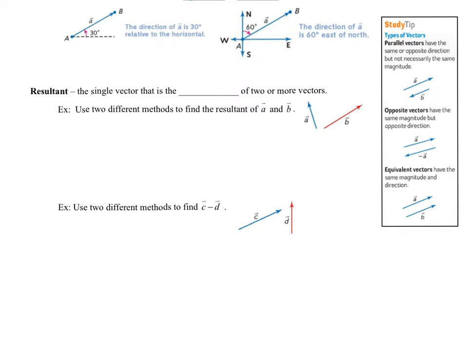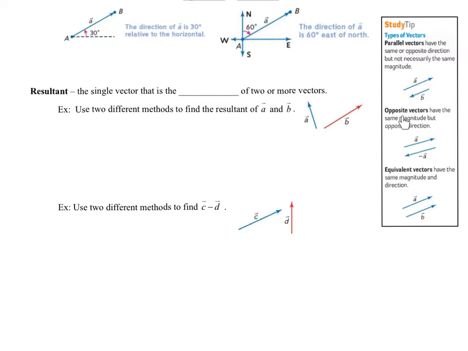Before we move on and talk about what a resultant vector is, let's take a look at these study tips, some things you need to know. First of all, parallel vectors. Parallel vectors have the same or opposite direction, but not necessarily the same magnitude. So you'll notice that vector A and vector B are parallel. They have opposite directions. They also have different magnitudes, but you'll see that they are parallel.